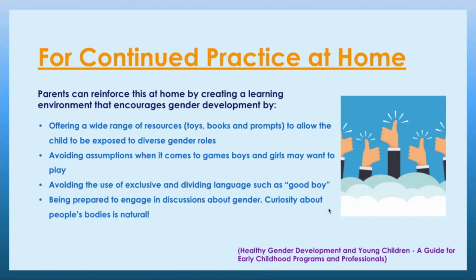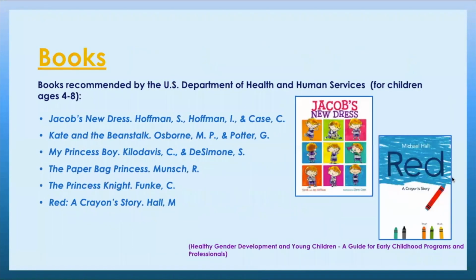It's important to remember that curiosity about people's bodies is natural. And this is important because children begin learning about gender roles from the norms of their family and cultural background. Finally, here are some book recommendations. In the images here, we have Jacob's New Dress and Red, A Crayon Story.